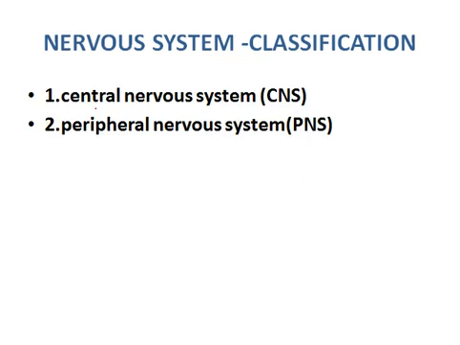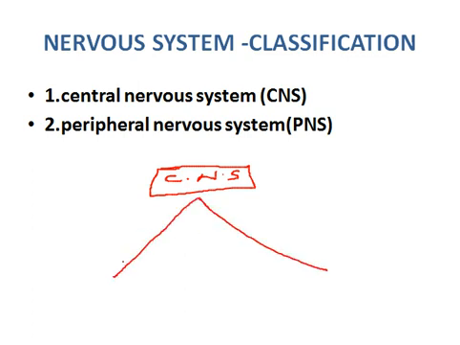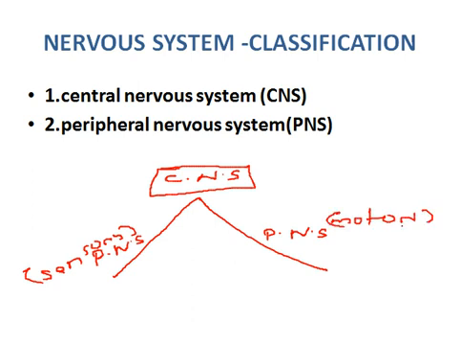Okay, what is central nervous system and peripheral nervous system? So this is the central nervous system. Actually, central nervous system includes a brain and spinal cord. Okay, so just think that there is a central nervous system and there is peripheral nervous system. There are two parts for the peripheral nervous system. One is sensory part and second is motor part.